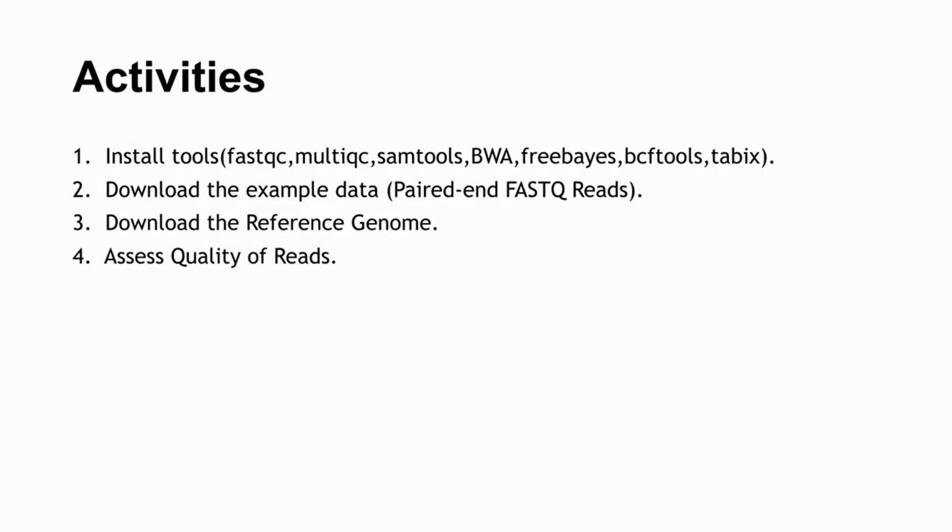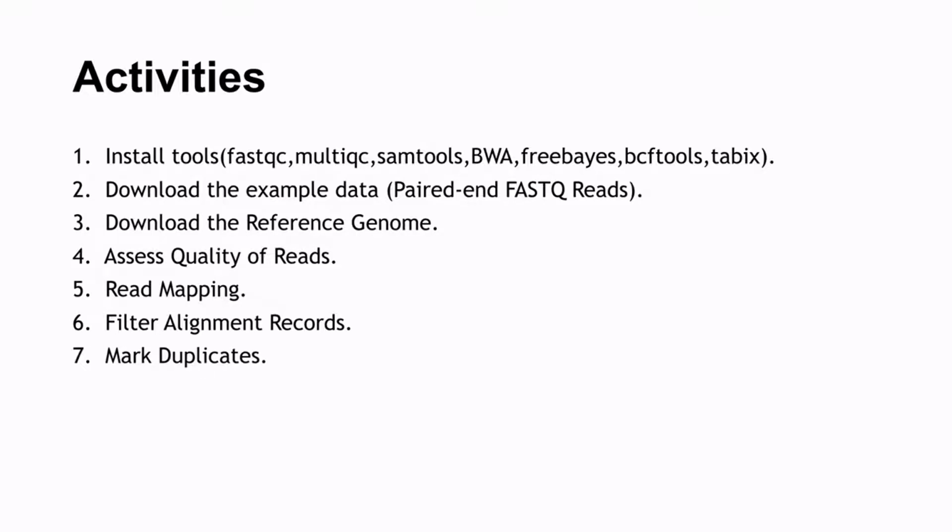After that, we will assess the quality of the reads. Quality control is important when dealing with sequence data, so you should always do that. We will then map the reads to the reference sequence. After mapping the reads, we will generate a BAM file which contains alignment records. We will filter the alignment records and select the relevant reads for the downstream analysis. We will then mark duplicates and remove them.